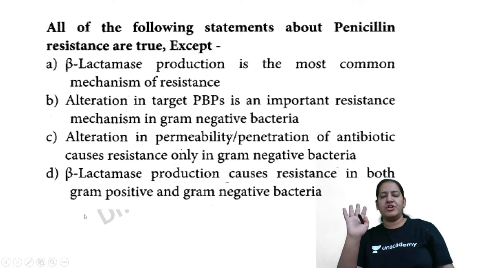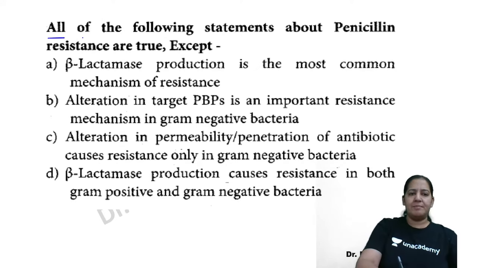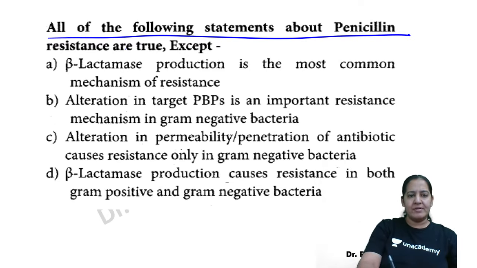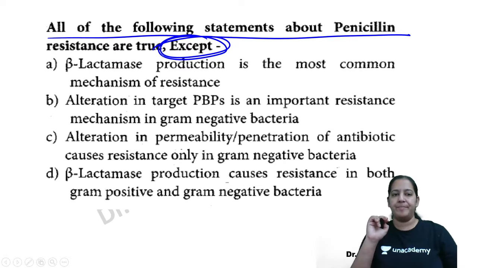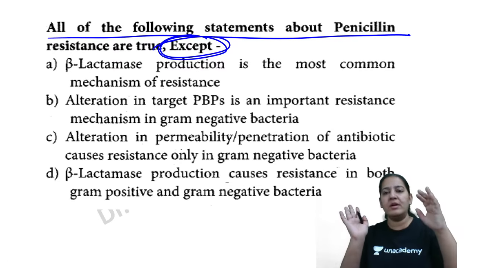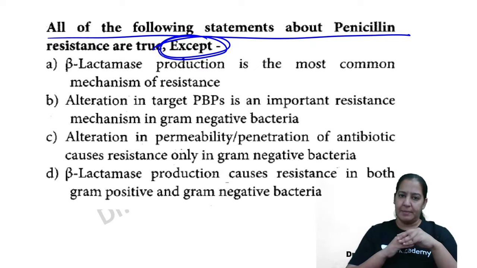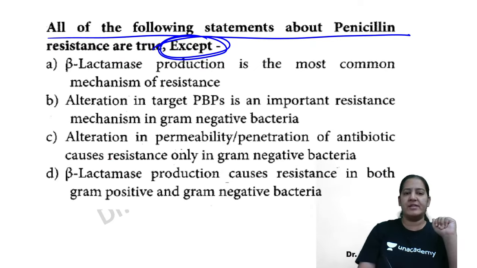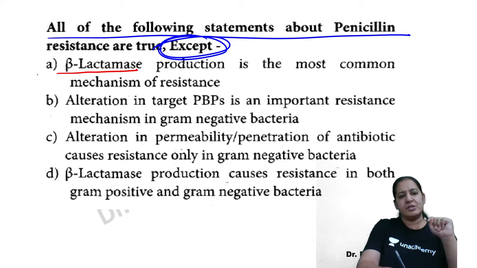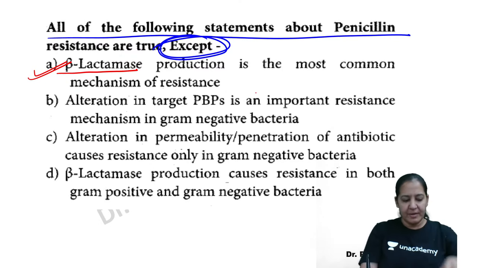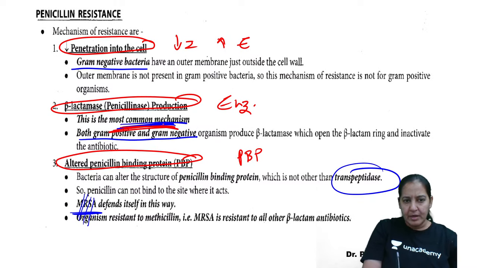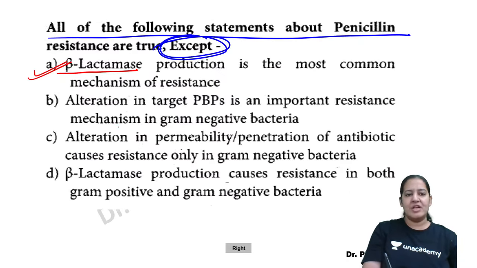Now tell me, read the question and tell me what is true about it. All of the following statements about penicillin resistance are true, except, I'm asking except. Now this is a question from AIIMS 2 years back, difficult level question. So if you know all the ways of resistance, then you can tell me the answer. Read the question first. Beta-lactamase production is the most common mechanism? Yes, this statement is true, right? I'm asking the false statement, but this one is true. Beta lactamase production is the most common mechanism among the three. The most common is the enzyme production. So this statement is true.